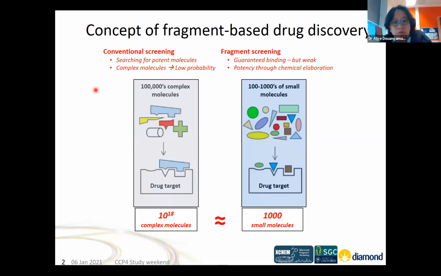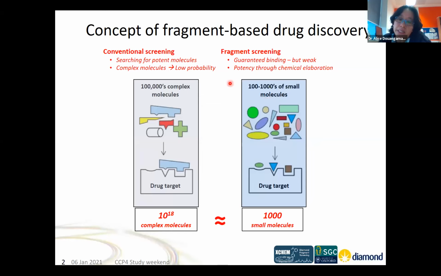In this case, you look for complex molecules, which are usually quite big, but the probability of finding them is pretty low. So you'd have to screen quite a lot of compounds, in the order of 10 to the 18th, of quite complex molecules. The concept of fragment screening came about 25 years ago, I think, with Astex, which is a question of deconvoluting all those big complex molecules into small fragments.